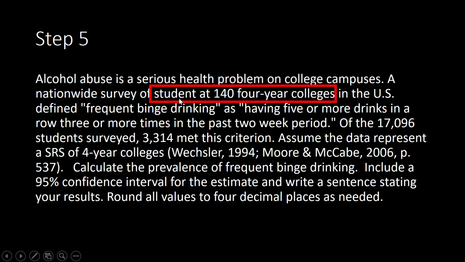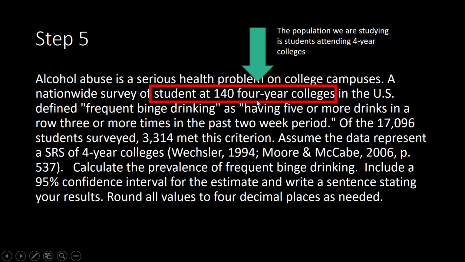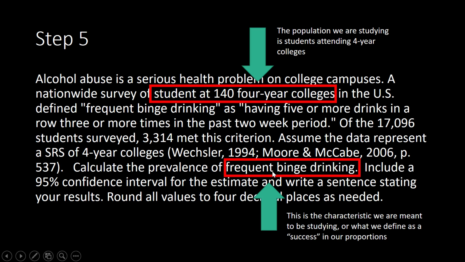Here we see that our population is students at four-year colleges, and we see that the characteristic or the measure of success in this example is frequent binge drinking. Both of these should be included in our summary statement. Lastly, we can see that we are asked to find a 95% confidence level.